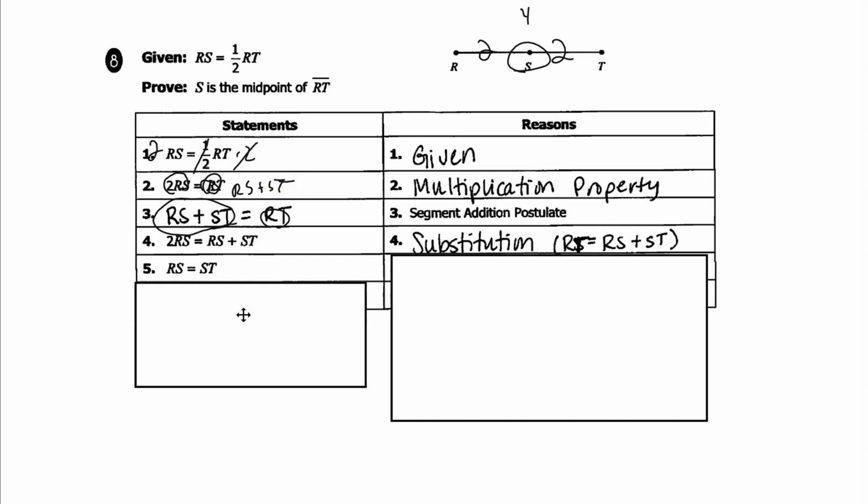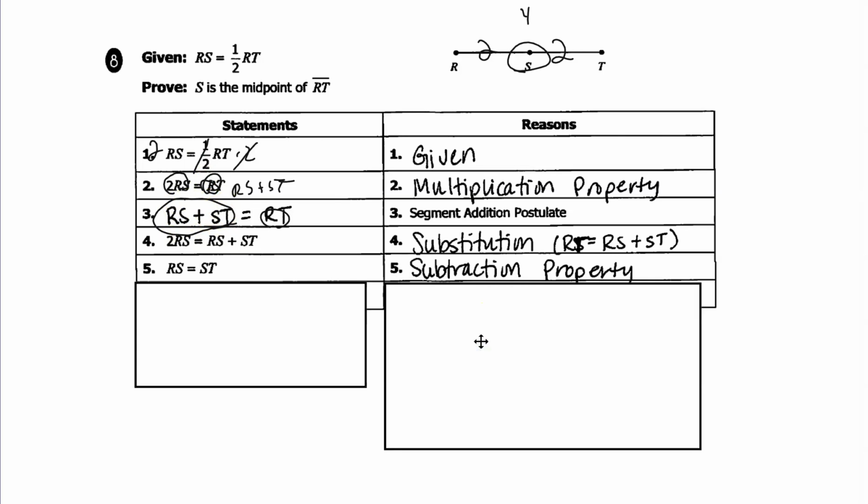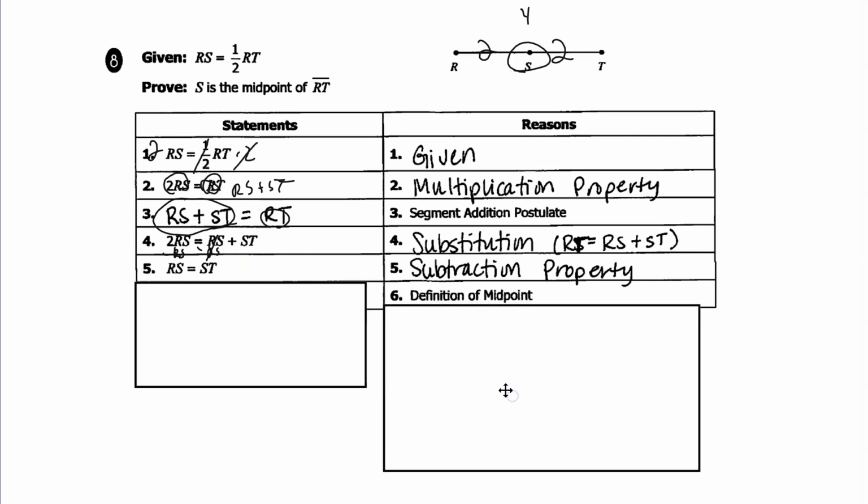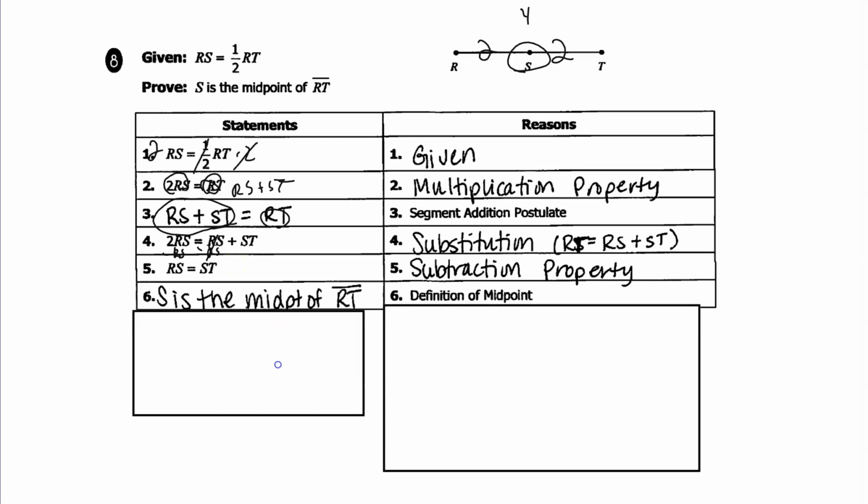Next, RS equals ST. So here is your RS equals ST, because we're just using the subtraction property. All we're doing is we're taking this RS and subtracting it, and when we subtract 1 RS, from 2 RS's, we get 1 RS. And then you're given definition of a midpoint, so where that is what it's asking for, S is the midpoint of RT.